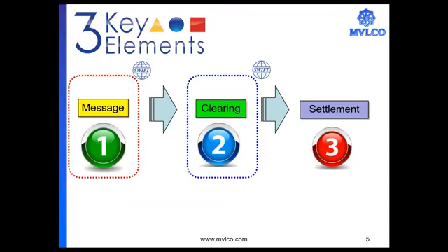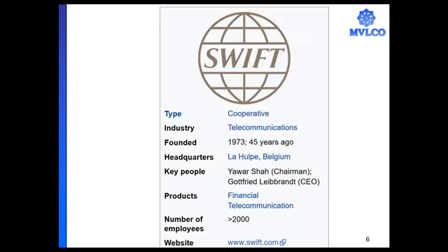So the role of SWIFT in this discussion is limited to the message part. We will not be discussing how SWIFT carries out the clearing, because SWIFT provides only the backbone. SWIFT does not on its own directly carry out the clearing process. Now, having understood the three key elements, let's move to the next part of understanding who SWIFT is and what they do. We look at SWIFT as a cooperative.